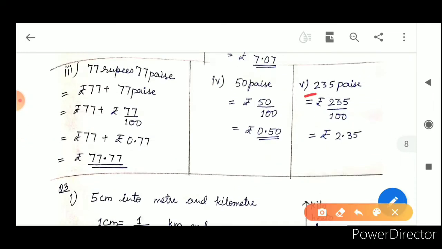Here 235 paise will be divided by 100. Here 2 zeros are there, so 235 you will write it like this, and here already decimal is there. You will jump 2 digits towards left, so your answer will become 2.35.